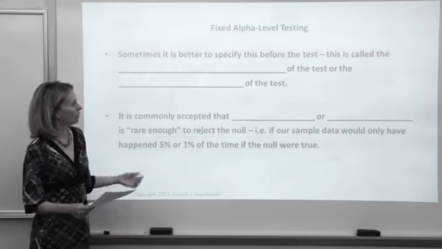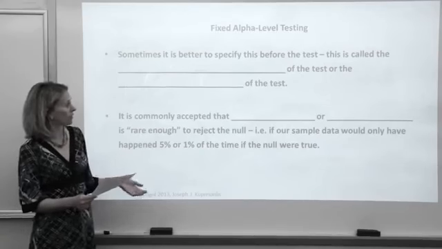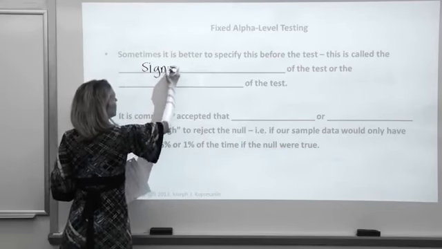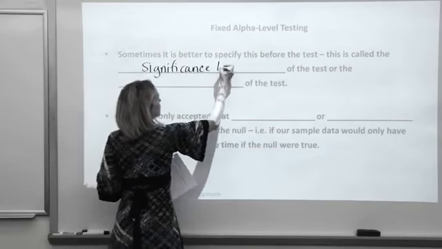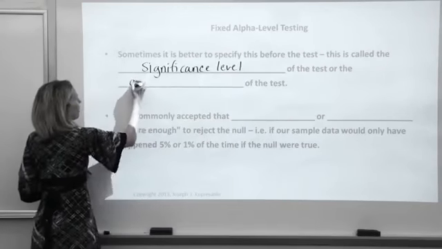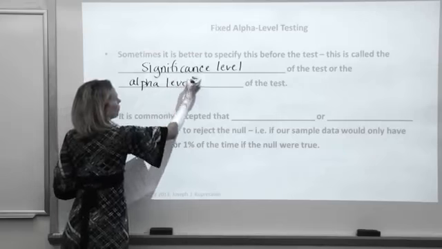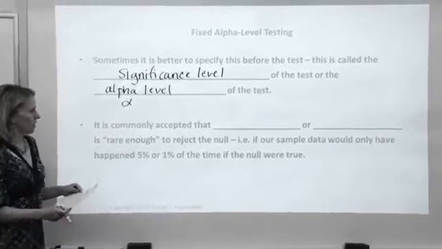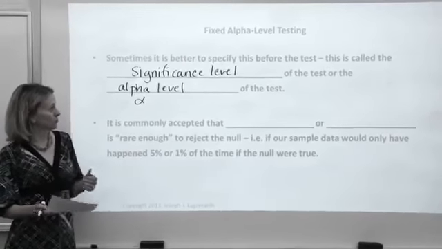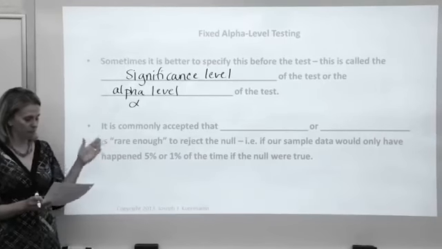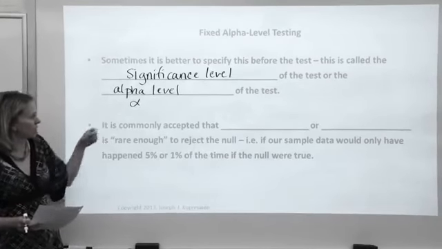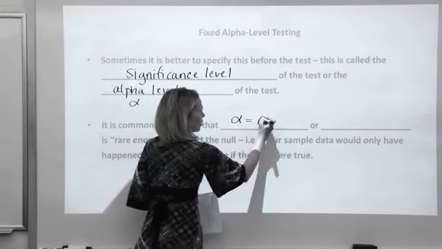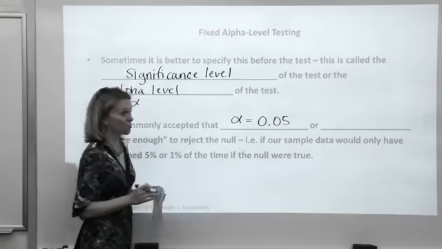And when we do that, this is called the significance level of the test, or sometimes the alpha level of the test. Alpha is the Greek letter, looks kind of like a fish. Some commonly accepted levels for what we consider to be unusual results. We'll set this alpha level. Often some accepted values that you'll see commonly used are an alpha level of 0.05 or 0.01.